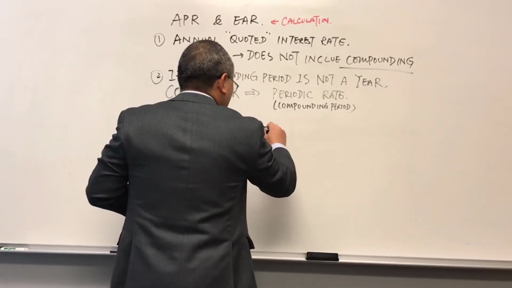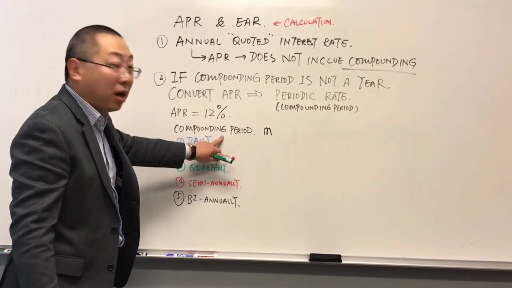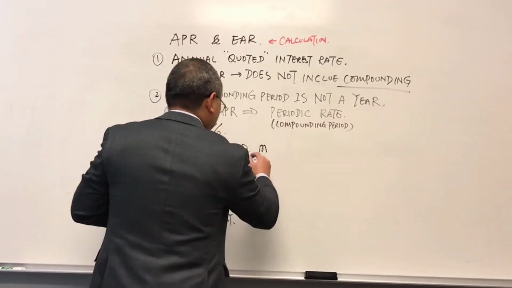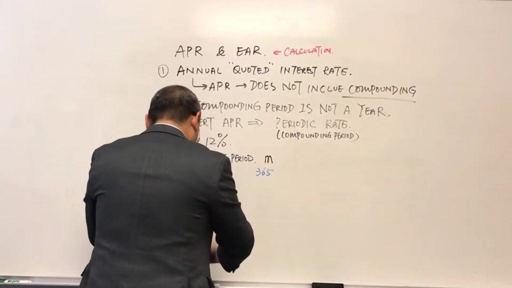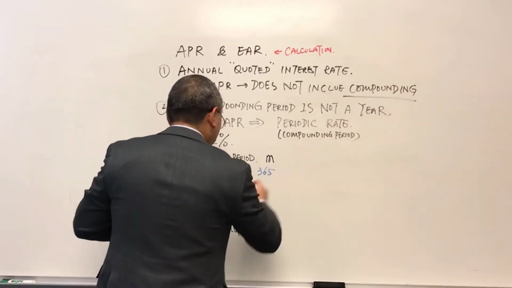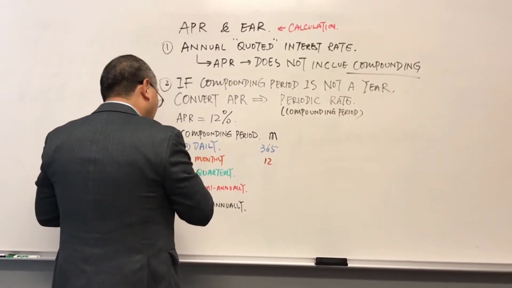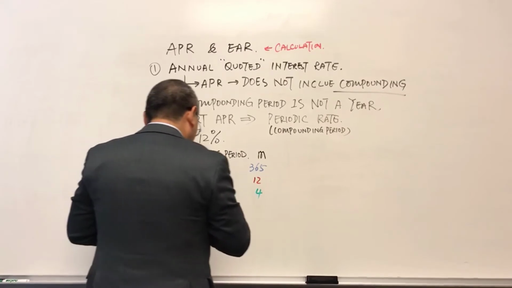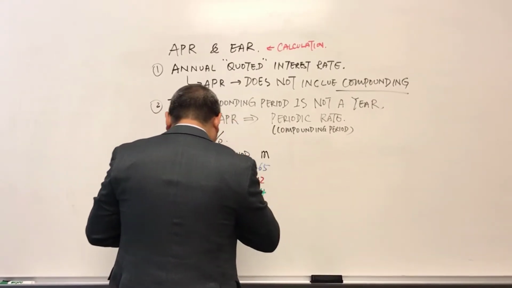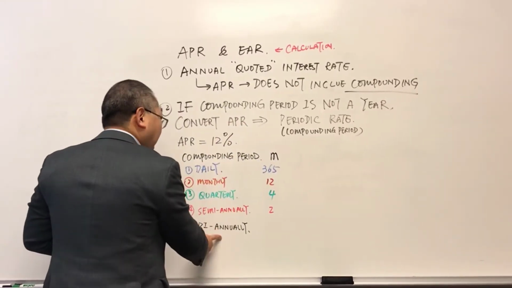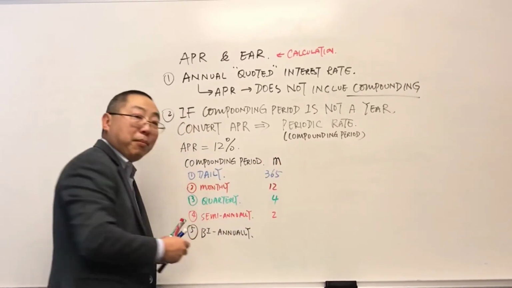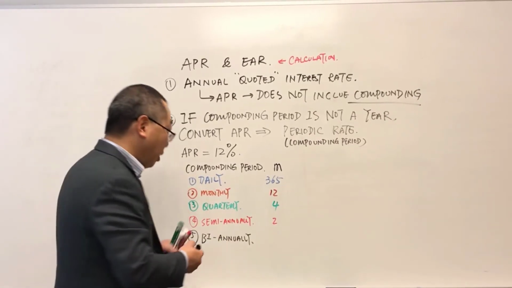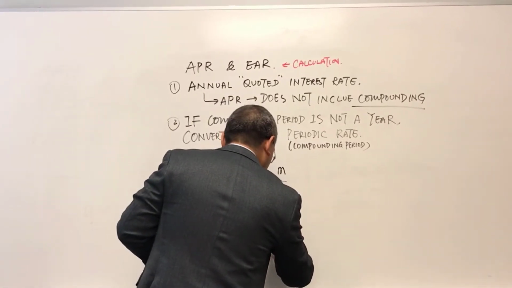Then M is the number of compounding periods in 1 year. For daily compounding, it will be 365. Monthly compounding will be 12. Quarterly compounding will be 4. Semi-annual compounding will be 2. Well, for biannual compounding, how many compounding periods in 1 year with a 2-year compounding period? 0.5 or 1/2.